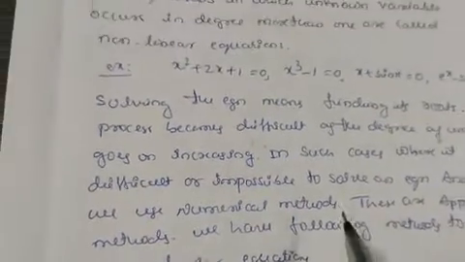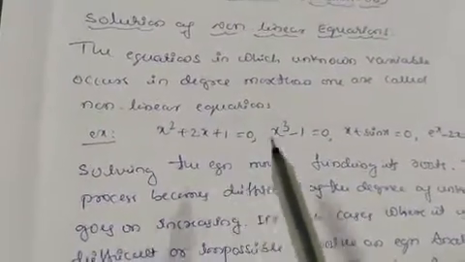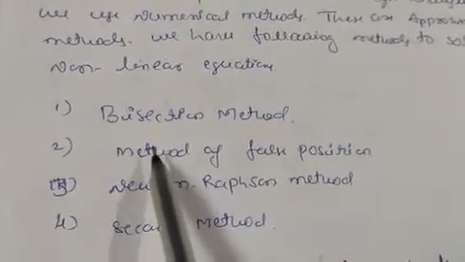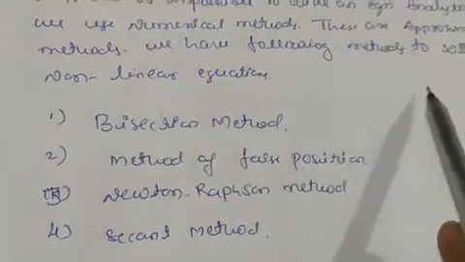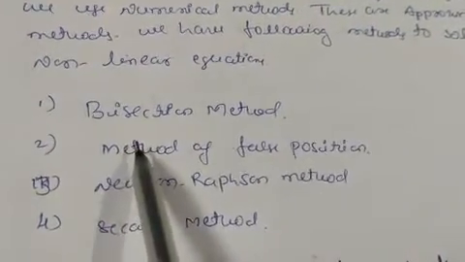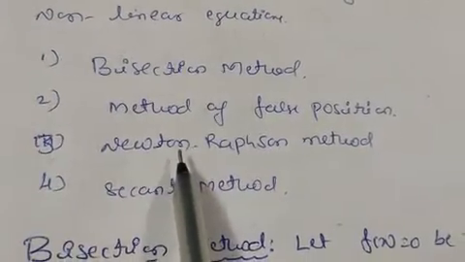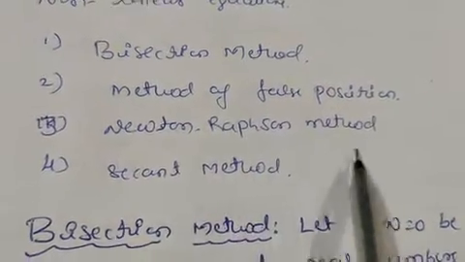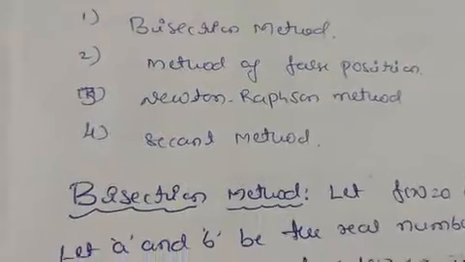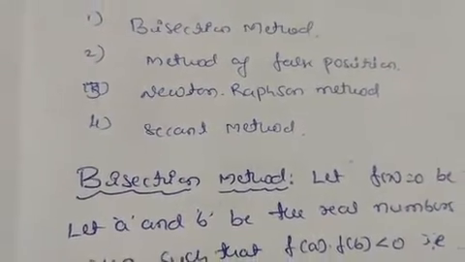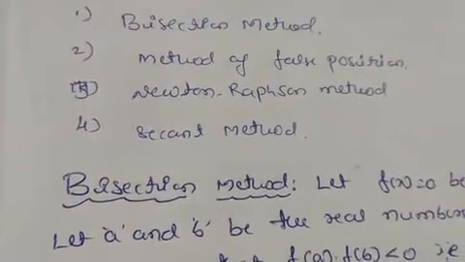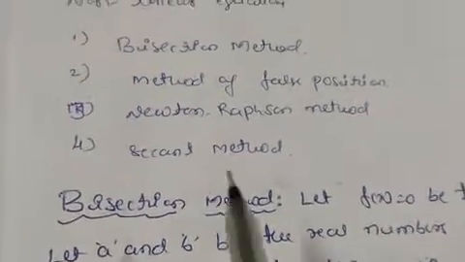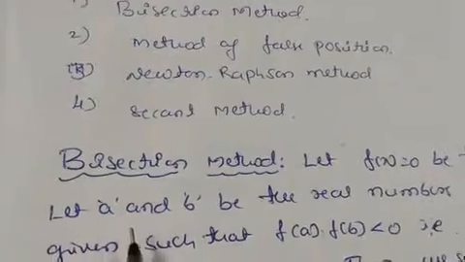To solve these nonlinear equations we have different methods. First one is the bisection method, second one is the method of false position, third one is the Newton-Raphson method, and the last one is the secant method. These are all different methods to solve nonlinear equations in the numerical way. Let us start with the first method, that is the bisection method.